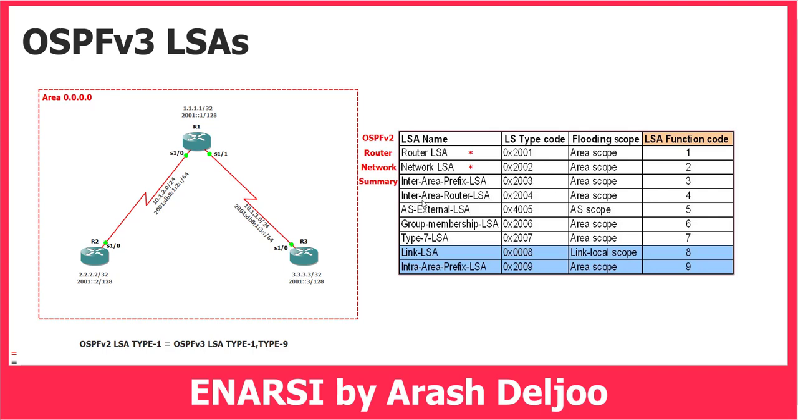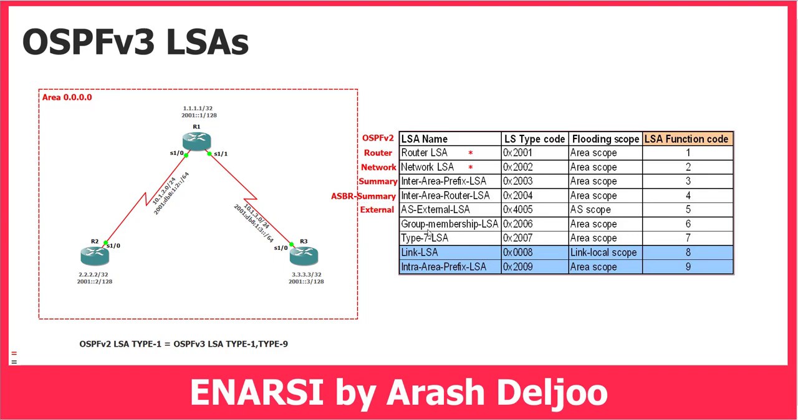After that, you know that LSA type 4's name is ASBR summary in OSPF version 2, but in OSPF version 3, the LSA type 4's name is Inter-Area Router LSA. Here also, we don't have differences in the content, but the name is different. ASBR summary changed to Inter-Area Router LSA. About LSA type 5, you know that in OSPF version 2 we are using AS external or external. Here also, we are using AS external or external.